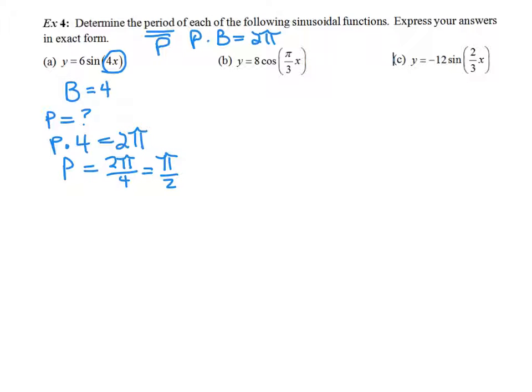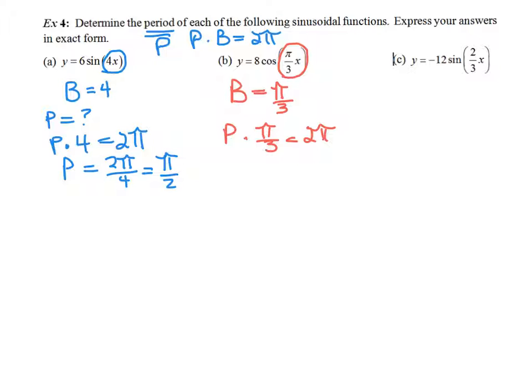Let's look at the second example. Look at our coefficient of x. That's going to tell me my frequency. So the frequency in this case is pi over 3. If I want to solve for the period, then I'm going to say the period times pi over 3 has to equal our constant product of 2 pi.